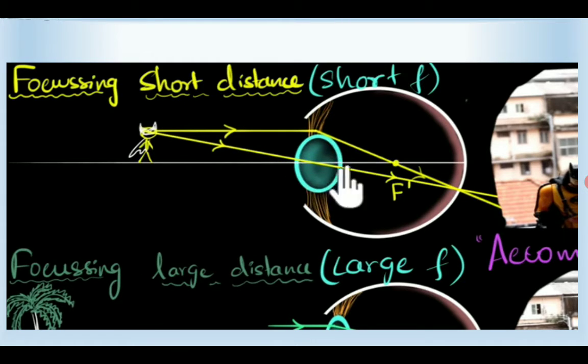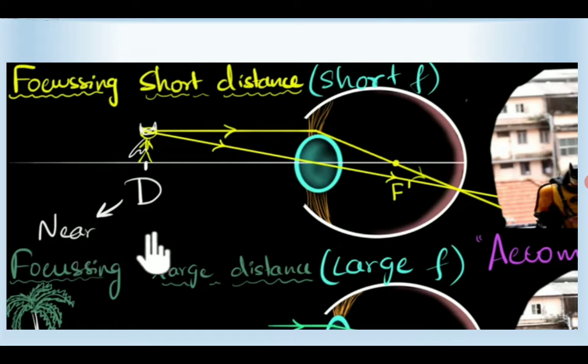But there is a limit to how much your lens can curve, and therefore there is a limit to how short the focal length can be. Suppose now we have reached the limit. Then this is the nearest distance at which you can keep an object and you can still focus it. And that point we usually represent as D, and we call that the near point. So near point represents the shortest distance at which you can keep the object and still focus it.